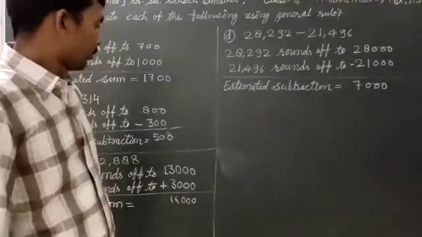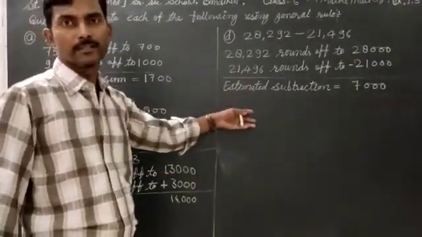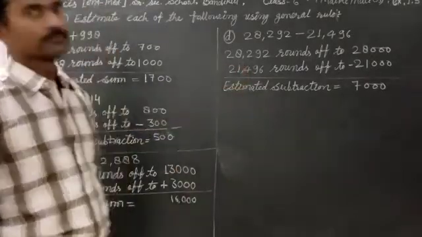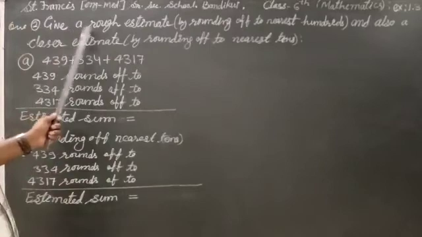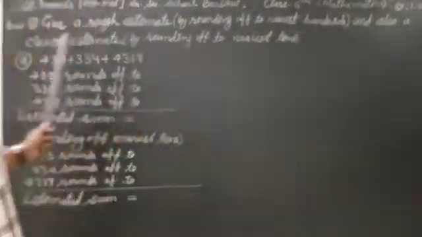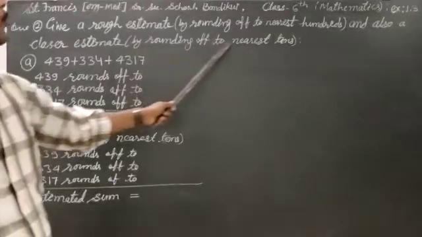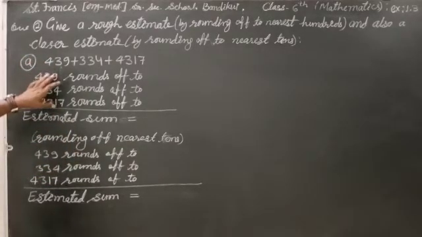Now similarly we can write many more examples. Now we come to the next question, number 2. Give an estimate by rounding off to the nearest 100 and also a closer estimate by rounding off to the nearest tens. This is by rounding off to the nearest 100 and this by the nearest tens.